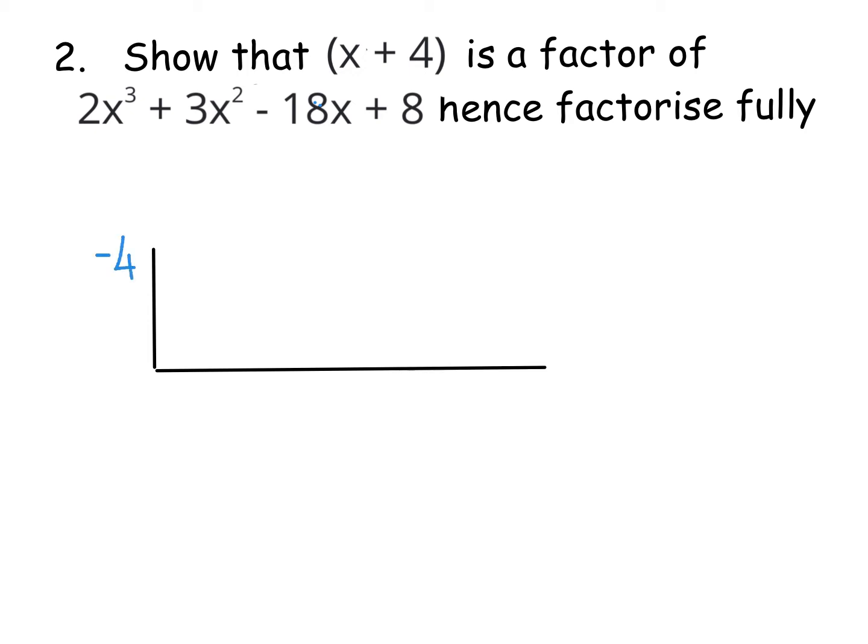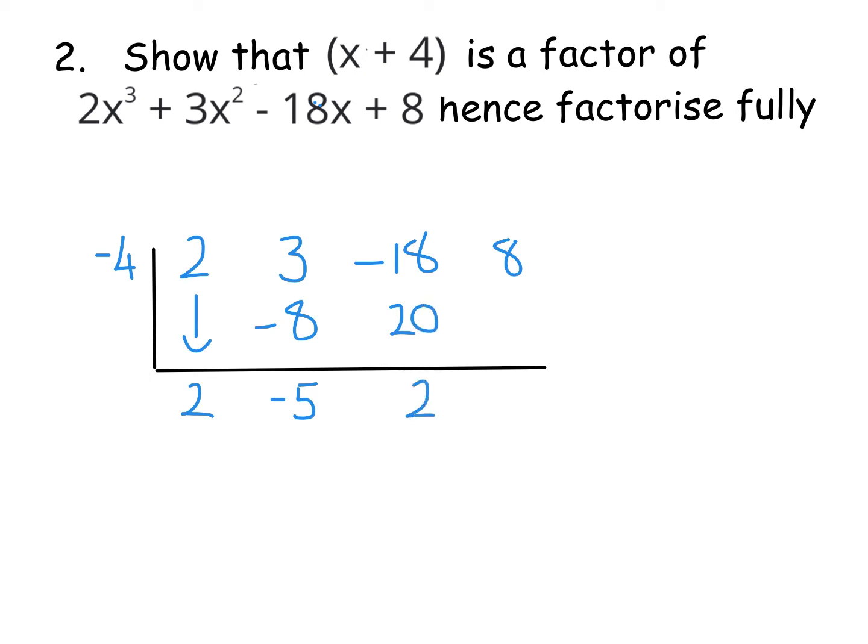There are no missing terms in the polynomial, so we've got 2, 3, negative 18 and positive 8. Bring down the 2. 2 times minus 4 is negative 8. 3 take away 8 is minus 5. Multiply it by negative 4, it gives you 20. 20 take away 18 is 2. Multiply by negative 4 is negative 8. And at the end they cancel out, so you have got 0.